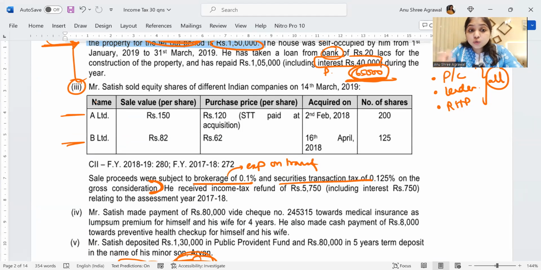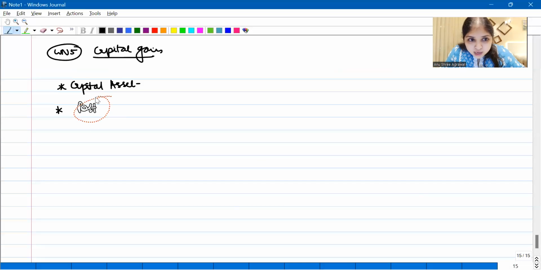No, they are two different companies' shares acquired on two different dates, with two different indexations, and all will apply. Do not club them. Whenever you have more than one asset sold, you combine these two steps into one step. Otherwise, these two will become two separate steps. If you have more than one asset sold, you combine these two into the first step.